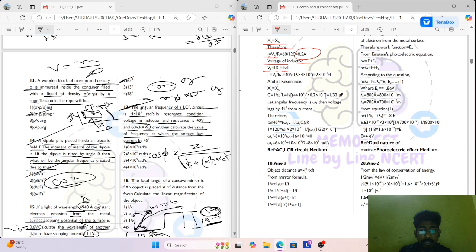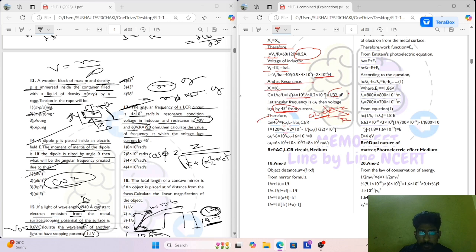Impedance triangle: this is R, this is omega L minus 1 by omega C, and this is Z. You know this impedance triangle. This is our perpendicular, this is our base. So omega L minus 1 by omega C, put the value 10 degrees given as 1. Okay, now omega 1 into L value is given.